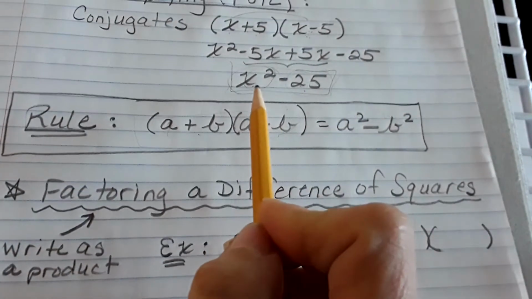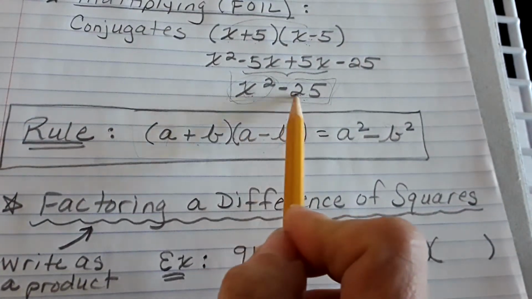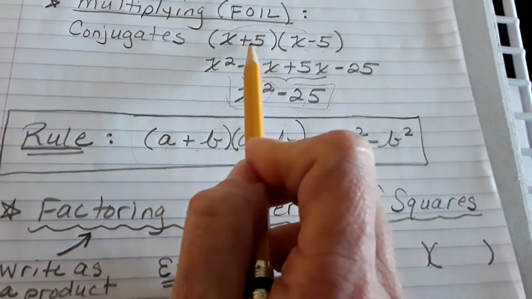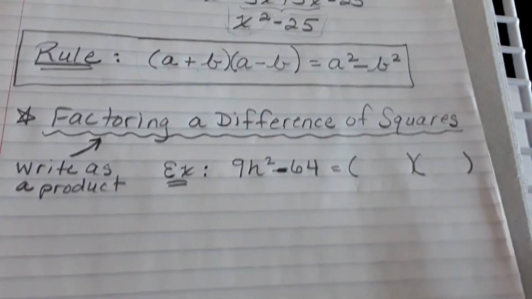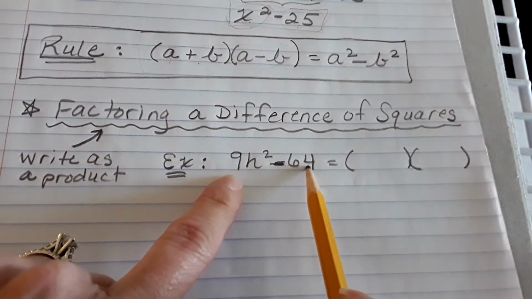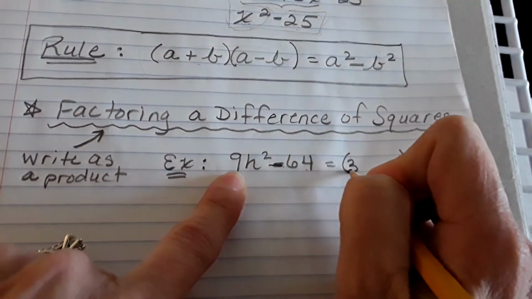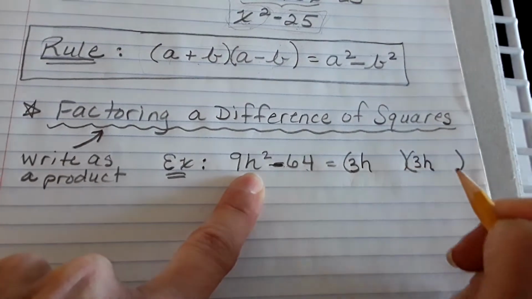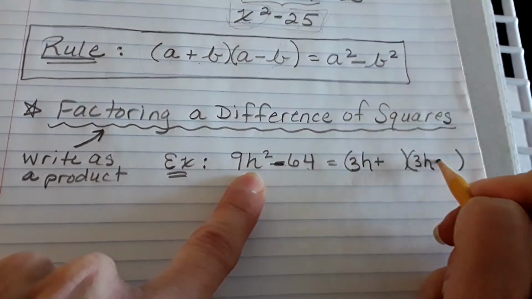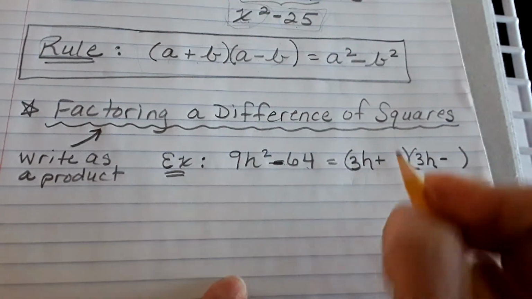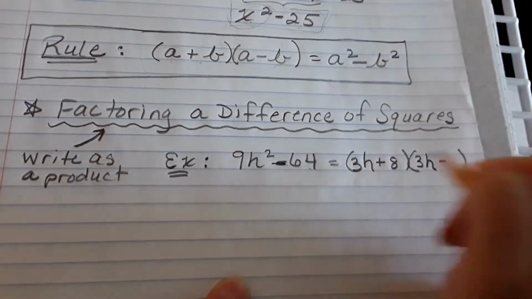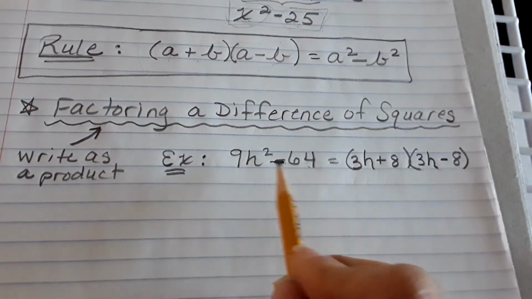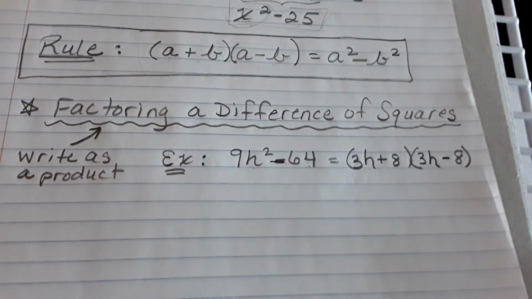So if you look here, this is a difference of squares. If you take the square root of each, that's x and that's 5. That's what goes in your parentheses. But one will be a plus and one will be a minus. I can take the square root of everybody here. The square root of 9 is 3, and the square root of h squared is h. So those will go in the first two spots. One's a plus, one's a minus. The square root of 64 is 8. That will go in the second spot. If you were to FOIL this out, you would end up getting this polynomial.